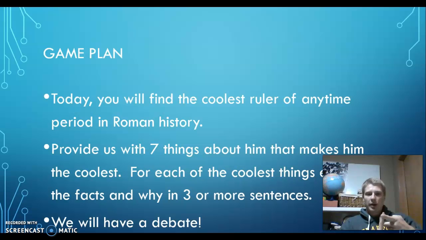So it might be maybe how strong he was. His birthday's the same as yours, I don't know. But for each one of these 7 things, explain why you chose that and what it was. If it was his birthday, why was it important, or why is Caesarean section named after Caesar? Why was it so cool that he conquered the Gauls? Something like that, and 3 or more sentences for each of the 7 things.